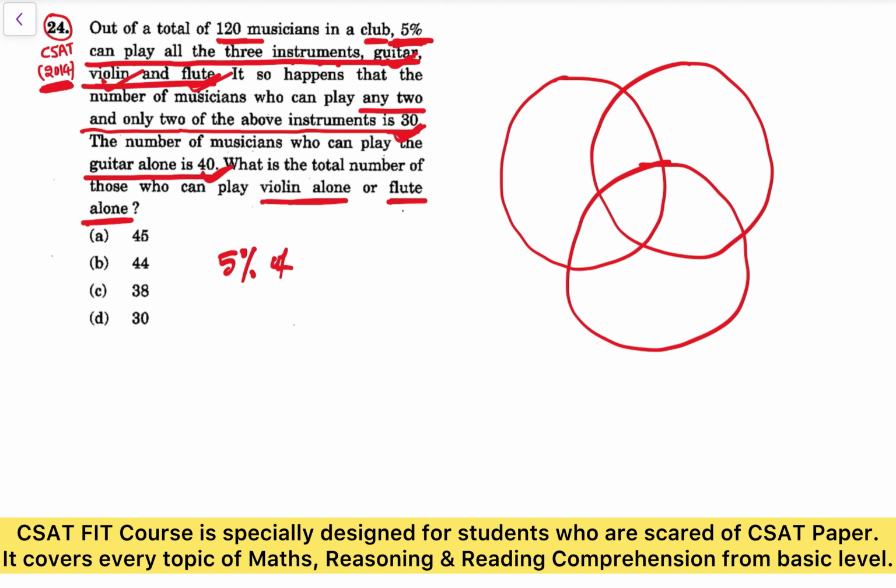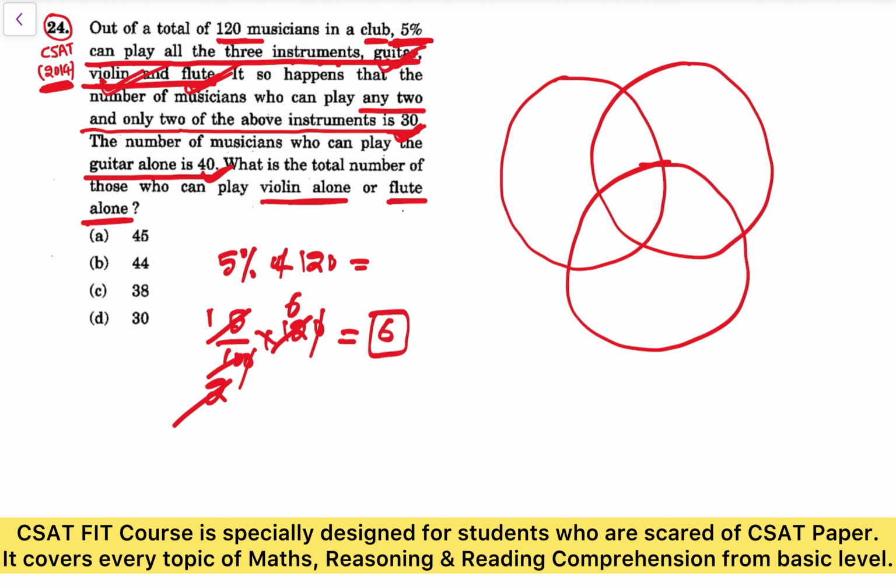So 5% of 120 can play all the instruments, guitar, violin and flute. That is 5 by 100 into 120. The zeros cancel, 5 ones are 5 and 5 twos are 10, which gives 6. So 6 can play all three instruments. In the diagram, this is guitar, this is violin and this is flute, and 6 can play all three, which we have written.